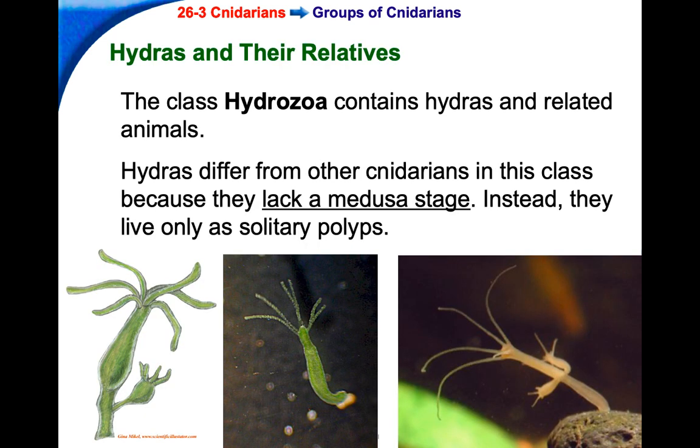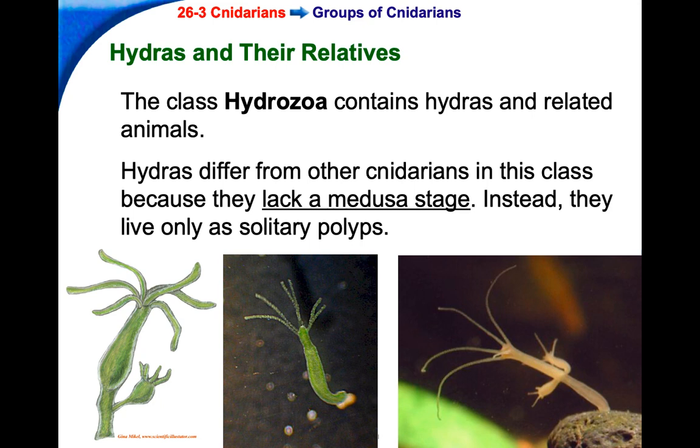Okay, the next class is Hydrozoa, and these are hydras and their related animals. Now, hydras are different from the rest of the cnidarians because they actually don't have a Medusa stage at all. They pretty much just live as polyps, and solitary as well. They don't tend to live in a colony or something, like we'll see with corals and so on, sea anemones on the next slide. So hydras are kind of lone wolves.